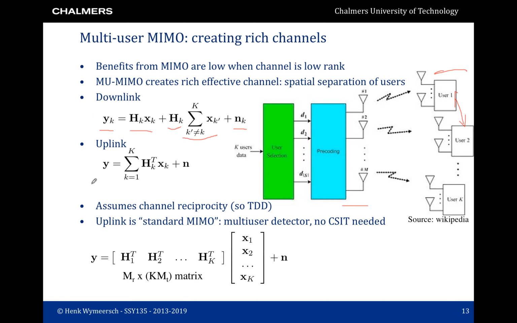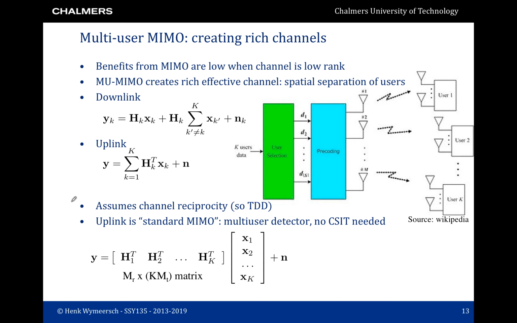In the uplink, we have the following. Each user has its own data, x_k, sends this over the channel, h_k transposed, and then at the receiver, all those signals add up, and we have our observation y. Here we have assumed channel reciprocity, so we are operating in a time division duplexing mode. So downlink and uplink occur over the same frequency band. That allows us to write that the downlink channel and the uplink channel are just related by a transpose.